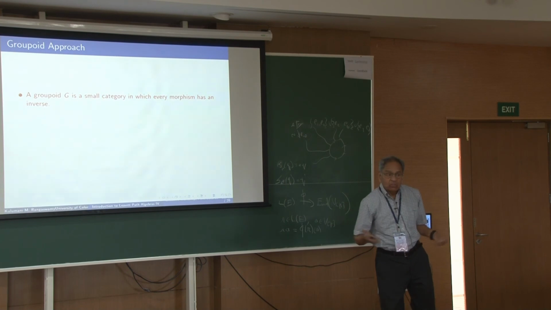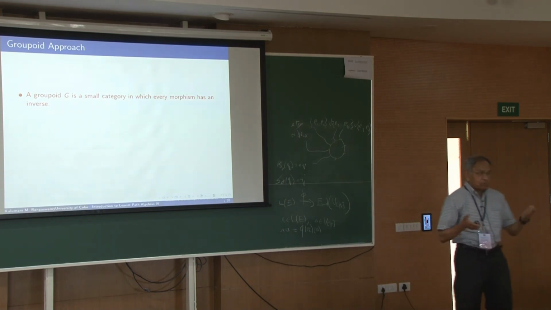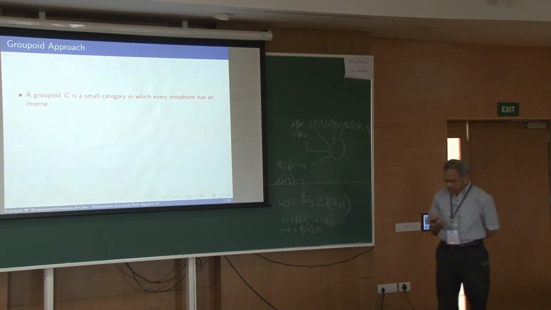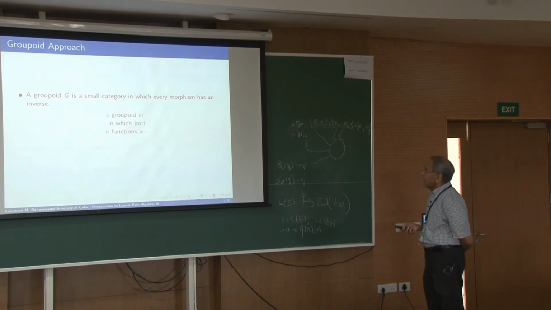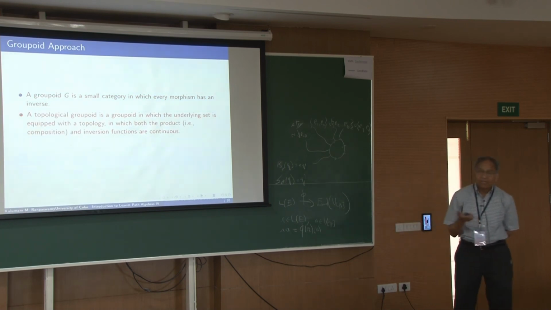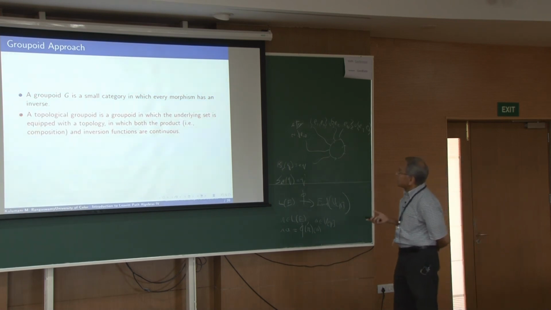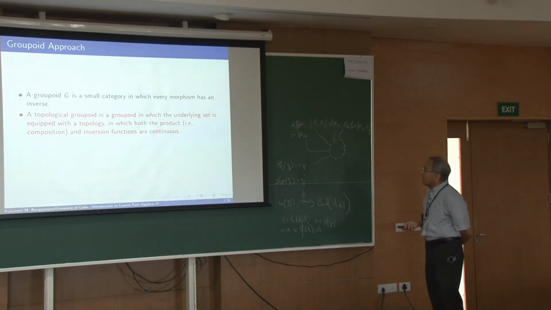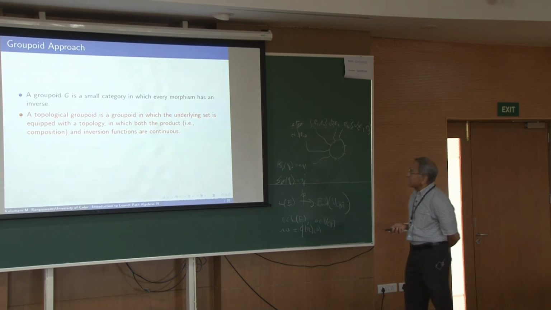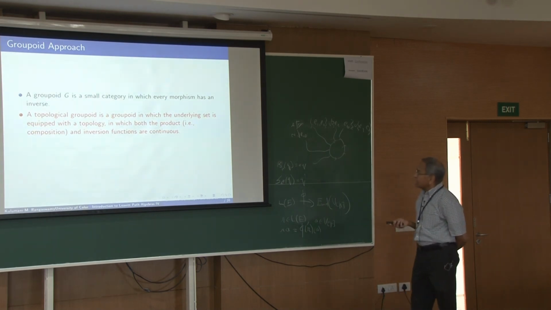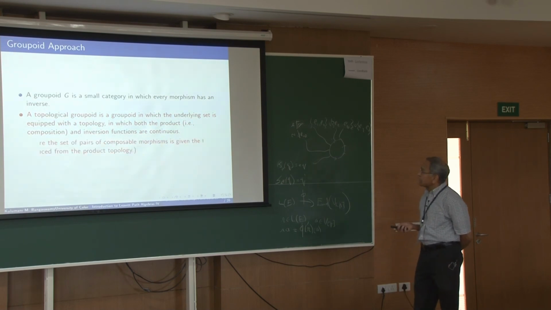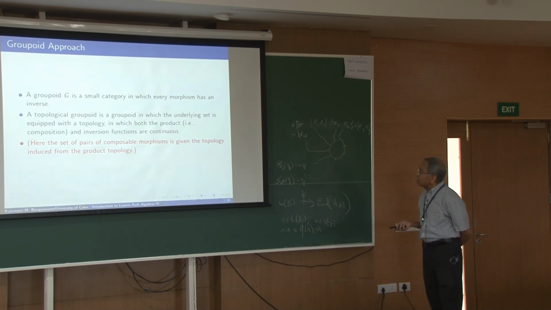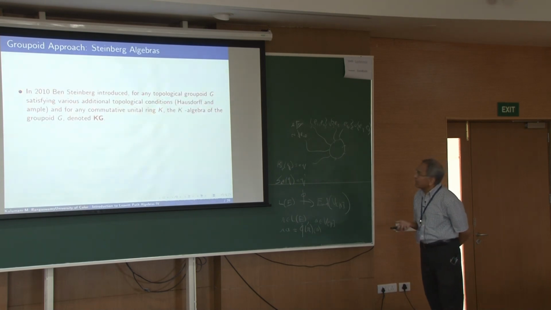Another approach is the groupoid approach of Professor Clark. We'll be talking about it next week. A groupoid can be defined in different ways; it is a category in which every morphism has an inverse. A topological groupoid is a groupoid in which the underlying set is equipped with a topology in which both the product and the inverse functions are continuous.